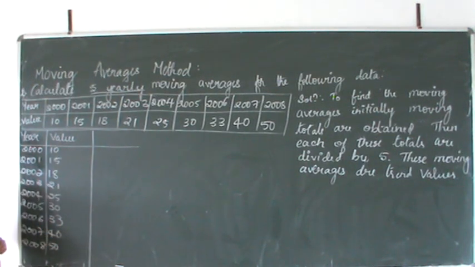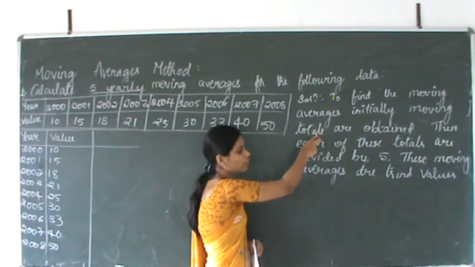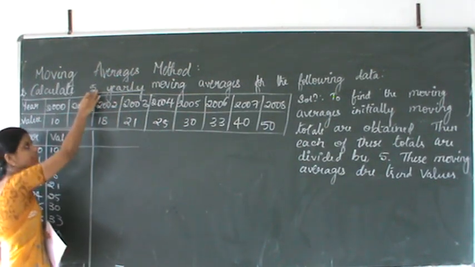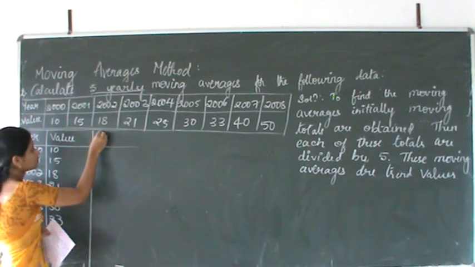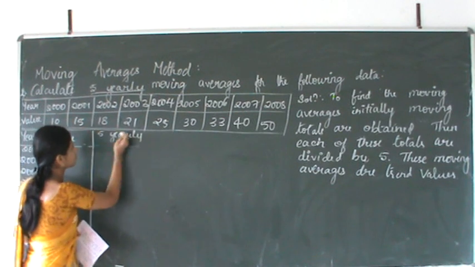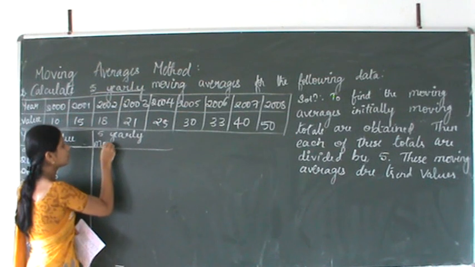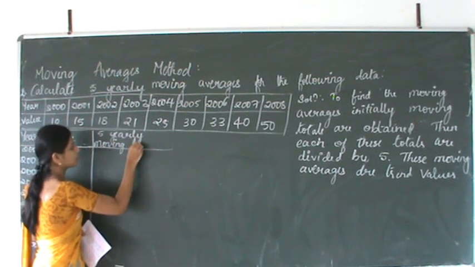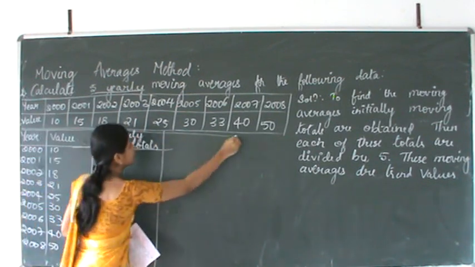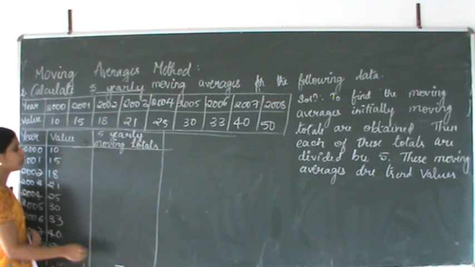These are the values. So first, you are going to calculate the moving total. So how many years total are you going to calculate? We are going to calculate the total of 5 years. So 5 yearly moving totals. In the previous problem we saw 3 yearly, but here, as specified, it is 5 yearly. So we are going to calculate 5 yearly moving total.